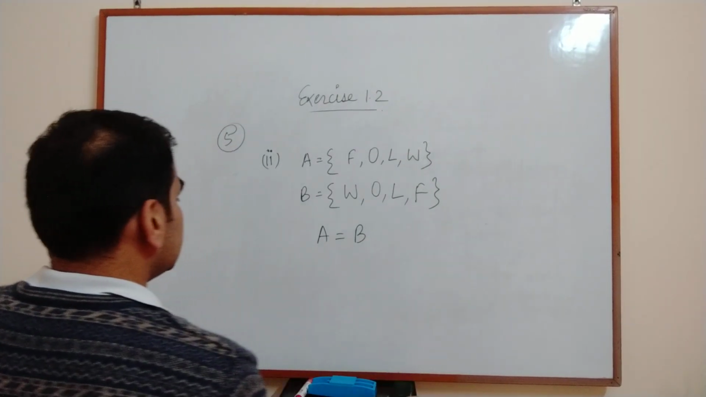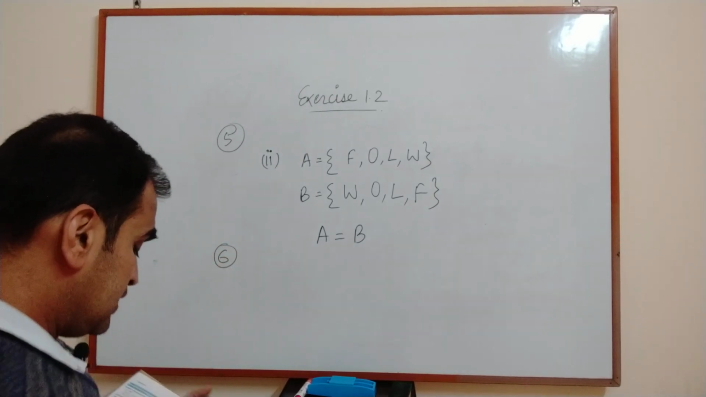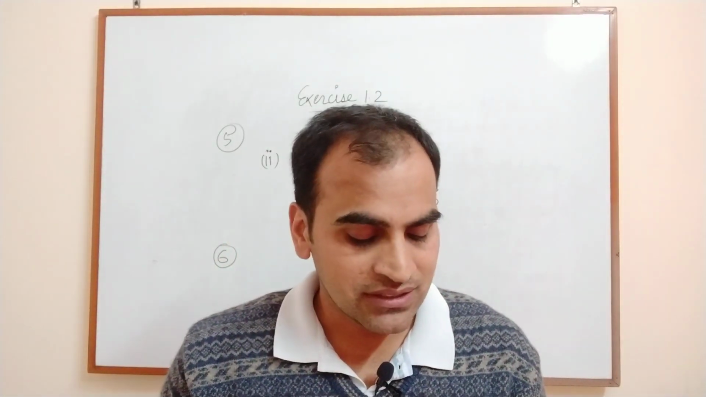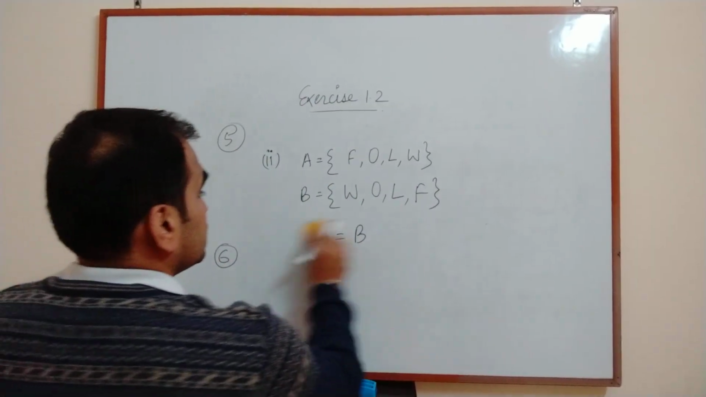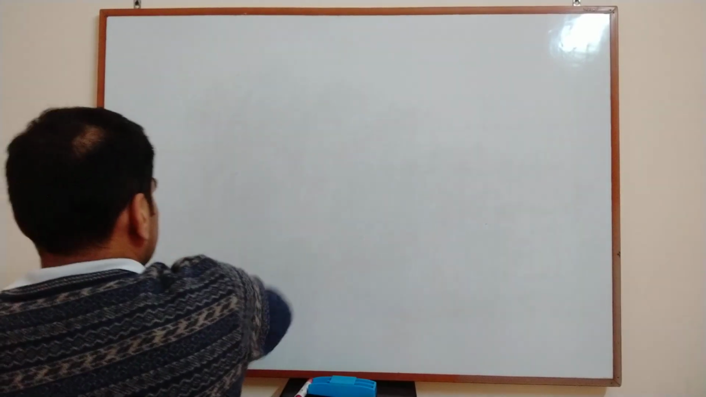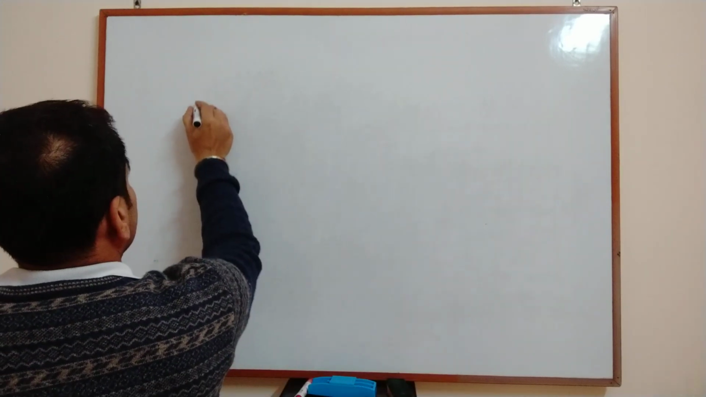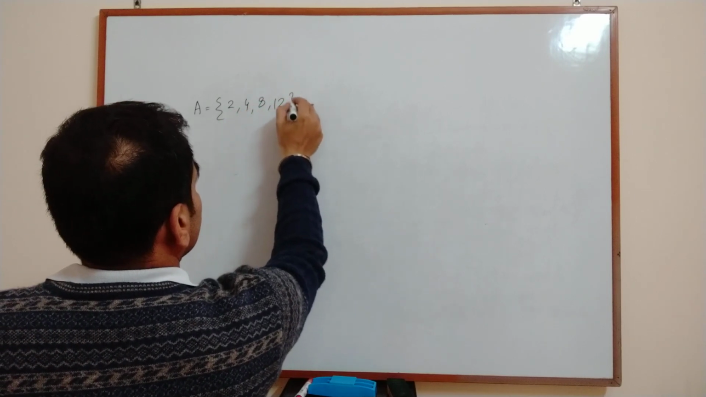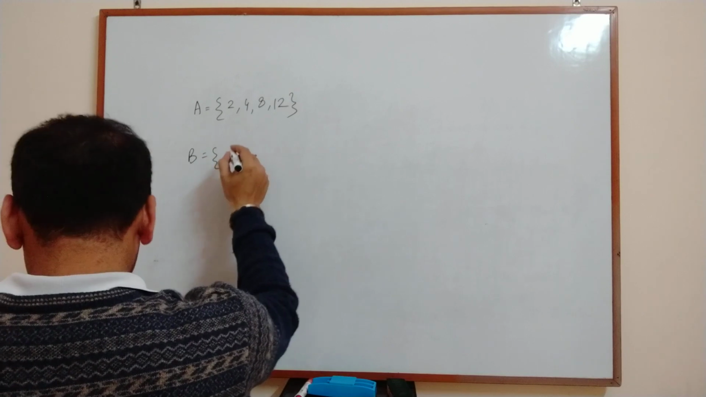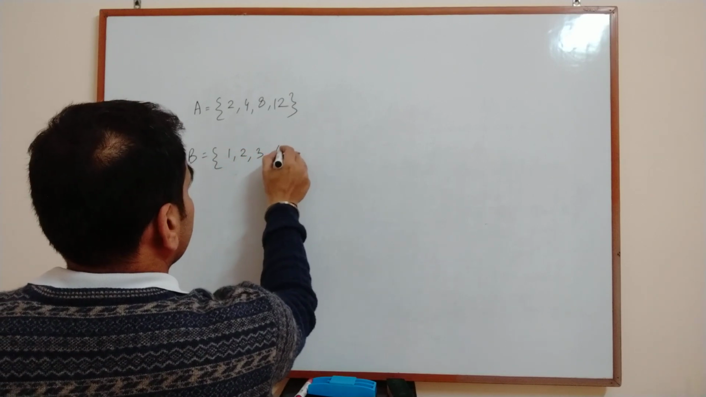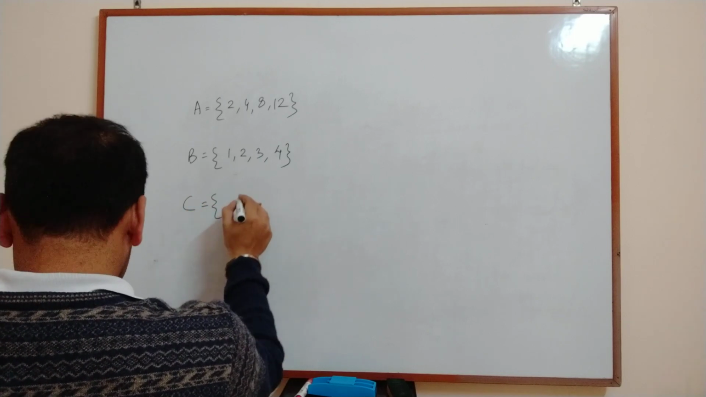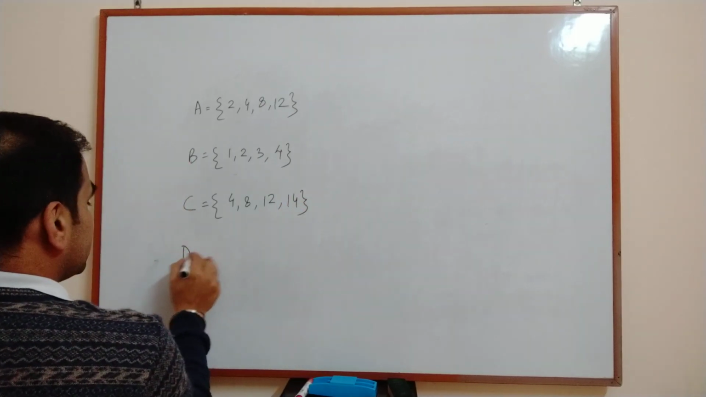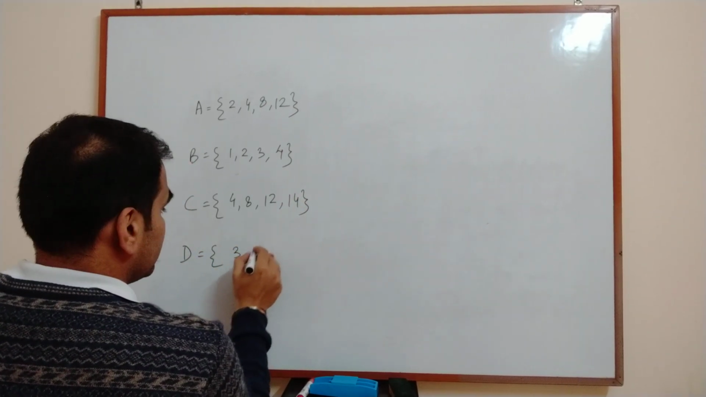Question number 6, again we have to find whether sets are equal or not. From the given sets below, select equal sets. So we have some sets here. Let me first note it down. Here we have set A, the elements are 2, 4, 8 and 12. Then we have set B, the elements are 1, 2, 3 and 4. Set C is also there, 2, 8, 12 and 14. Then we have the next set, set D, 3, 1, 4, 2.